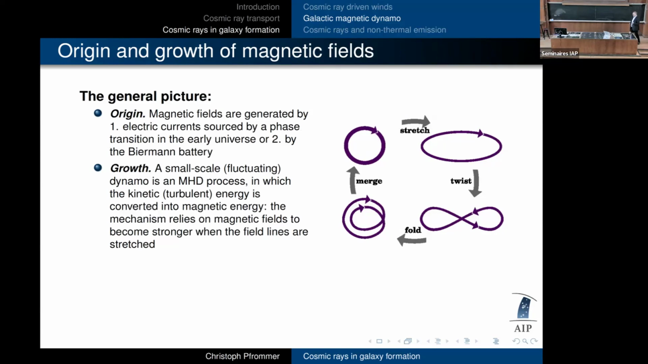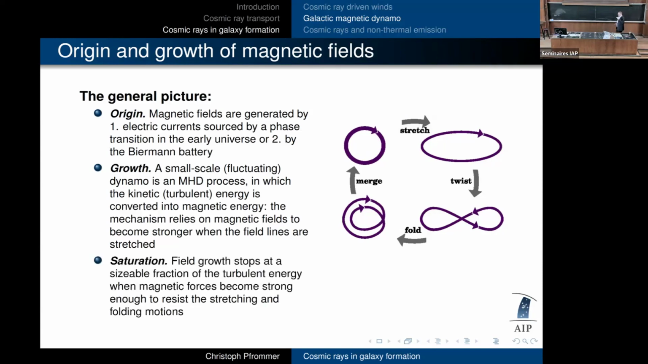And this goes up to the point when the magnetic field is strong enough to resist these stretching and bending motions. And that's when you saturate the dynamo. So this field growth then stops at a sizable fraction of the turbulent energy density when the magnetic forces become strong enough to resist this.